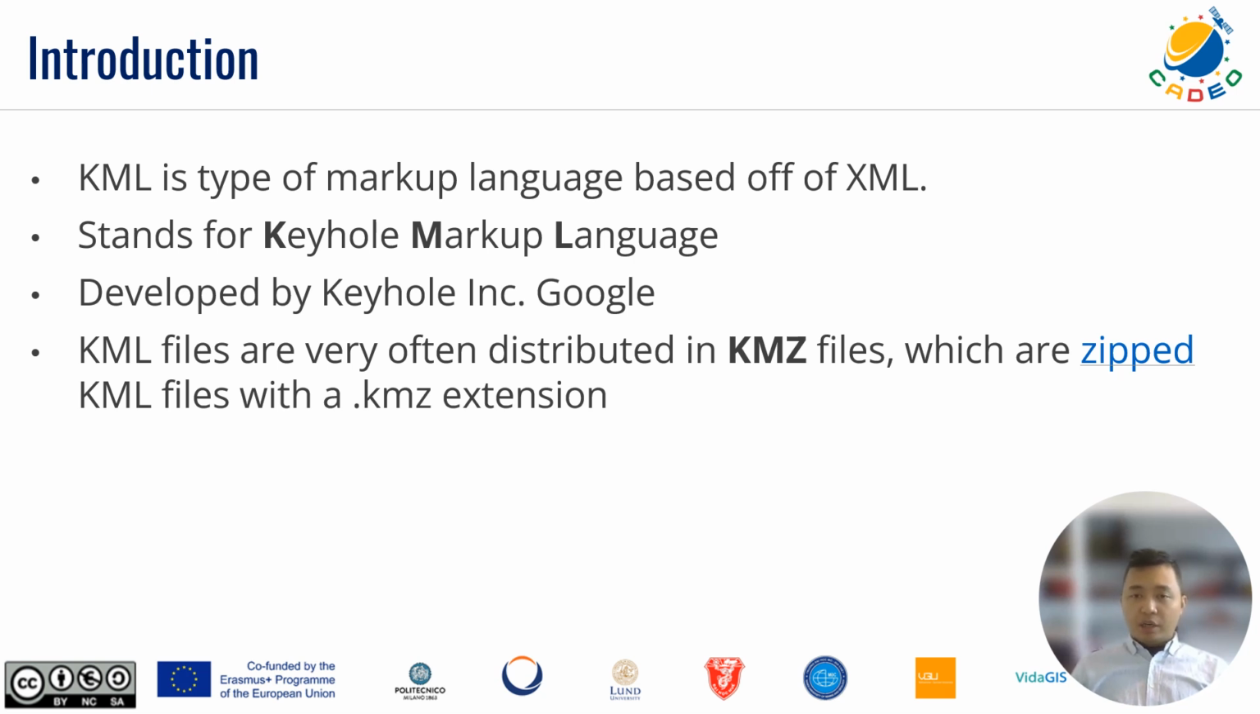KML files are commonly distributed in KMZ files, which are essentially zipped KML files, and the extension of this zipped file is KMZ. KMZ files offer the advantages of smaller file size and easier sharing, and they can include additional resources like images or 3D models alongside the KML data.